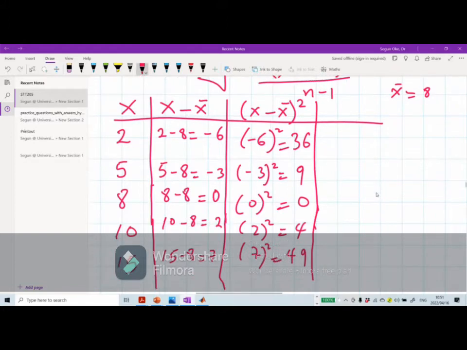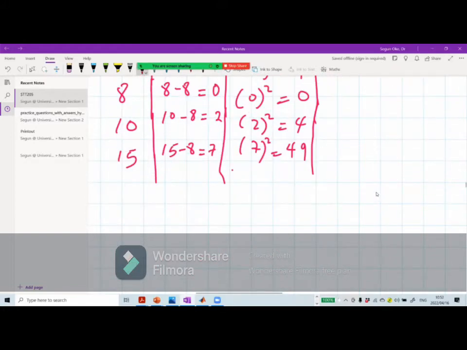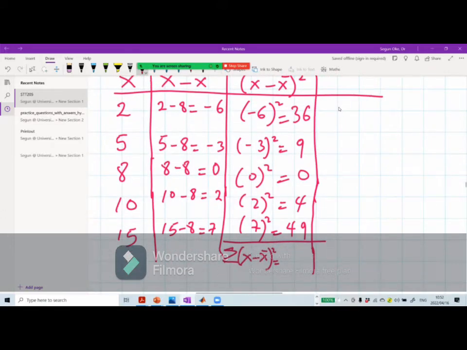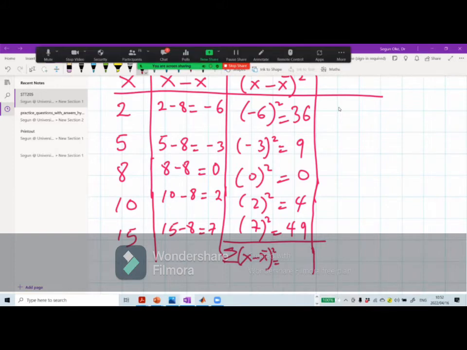So we can add everything together because that's where you get the summation. The summation of x minus x bar is what? 0. Really? How come? 53 plus 9 is 62, plus the other 98. So the summation is 98.